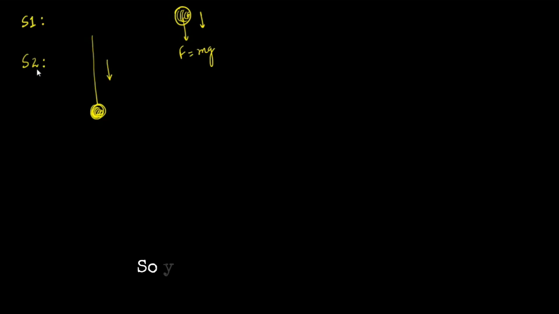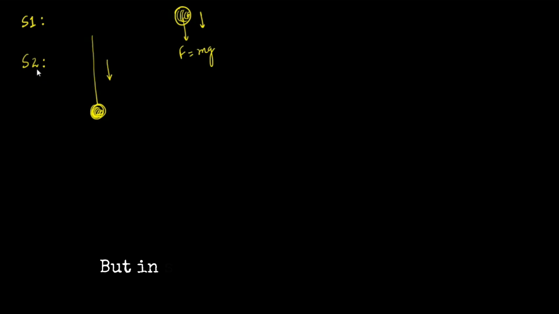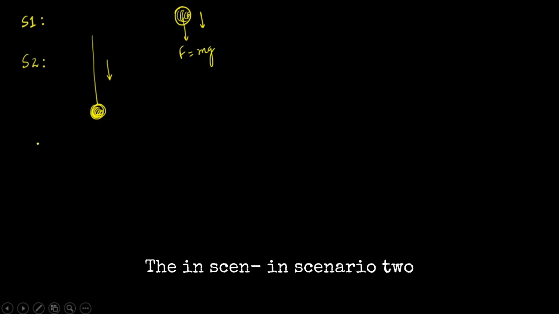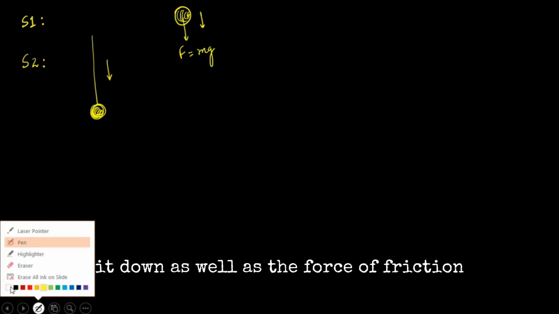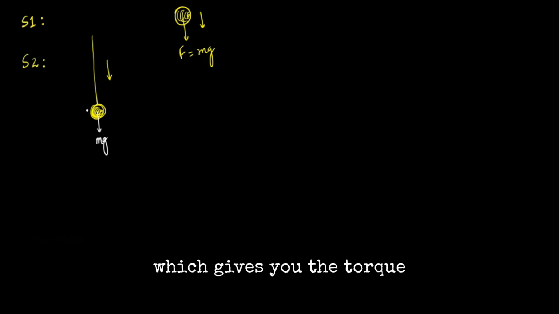So the first part was done. Now what about the second one? The first part was to draw the force diagram, right? In scenario two, what I drew, I think it was correct. What I drew was the force of gravity pulling it down, as well as the force of friction between the string and the ball, which gives you the torque. So the force of friction, the drag force.